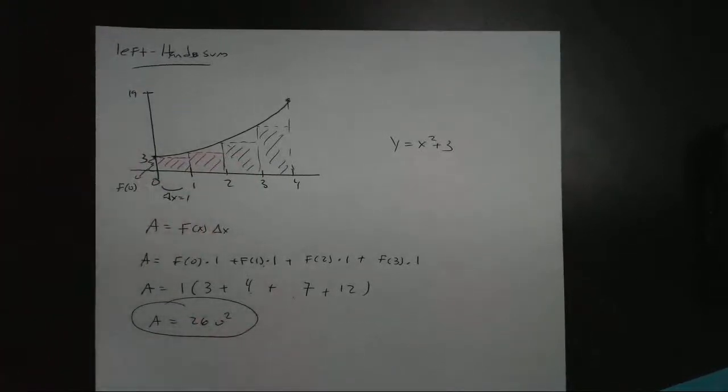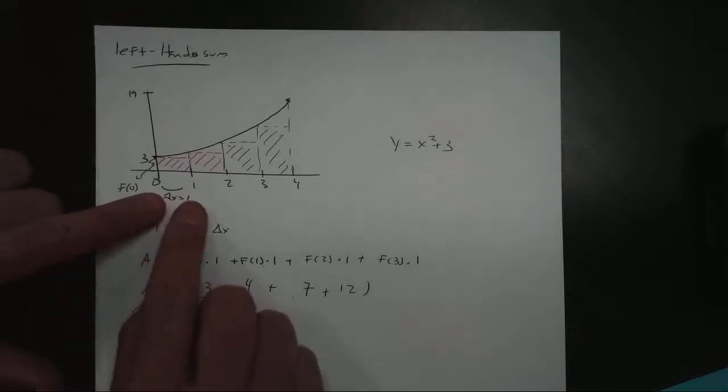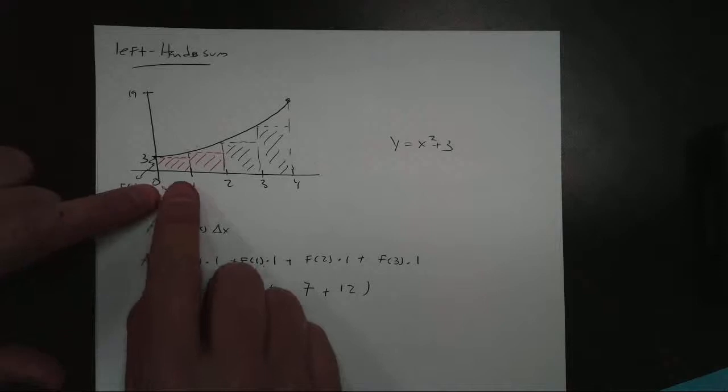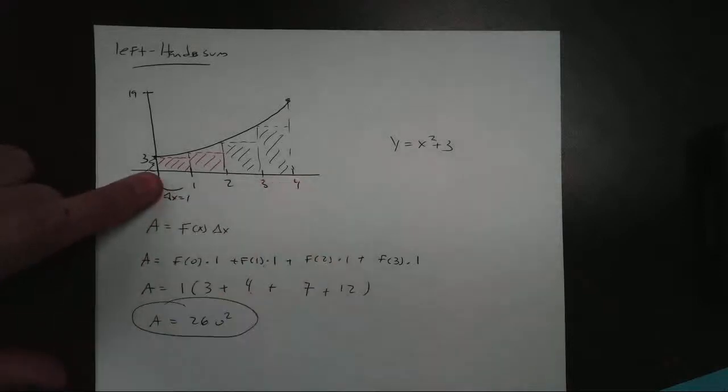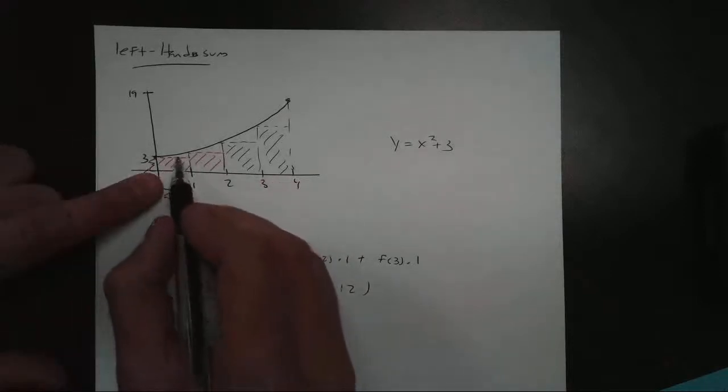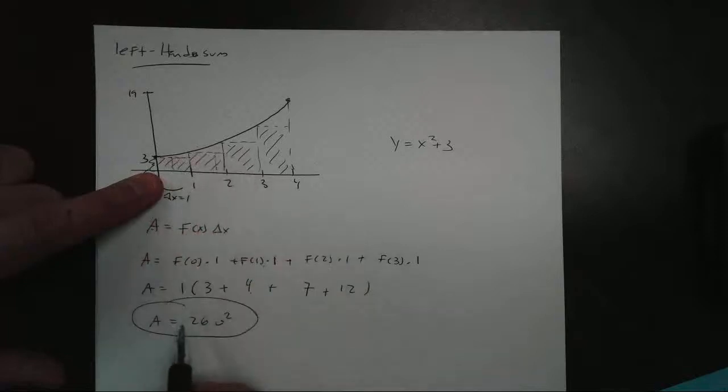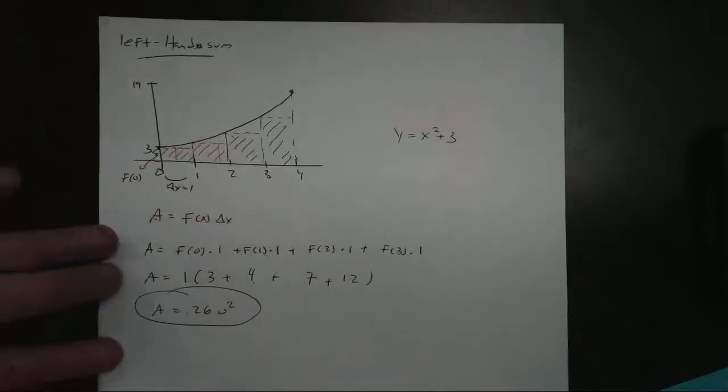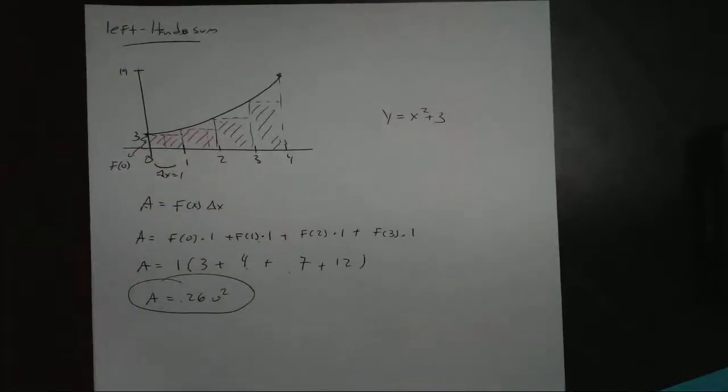And if you notice, this one is going to be an underestimate. And we can get more accurate by making delta x smaller. What if I partition this into 8 units instead of just 4? I can make my delta x even smaller, getting me more accurate. So that's what we call the left and right hand sum.